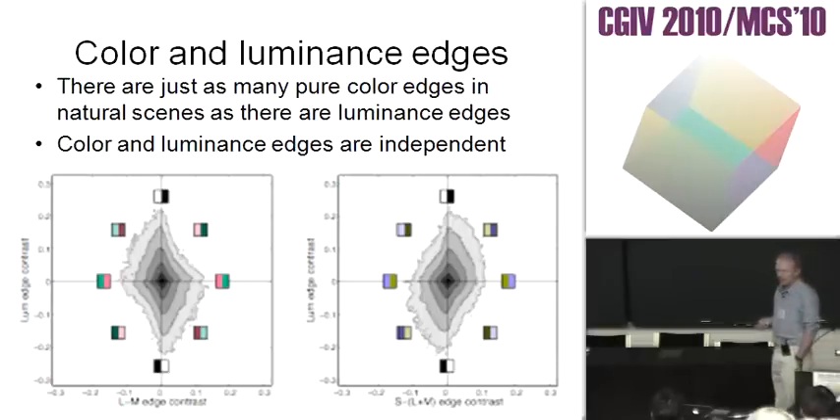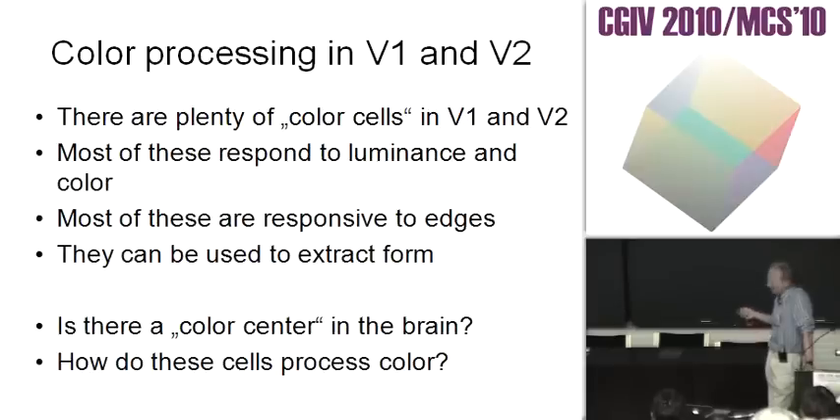Because the information is there. And typically, whenever our visual system can use some type of information, it typically does it. So that's a good argument, actually, for having these cells in primary and secondary visual cortex that are responsive to color and luminance information.